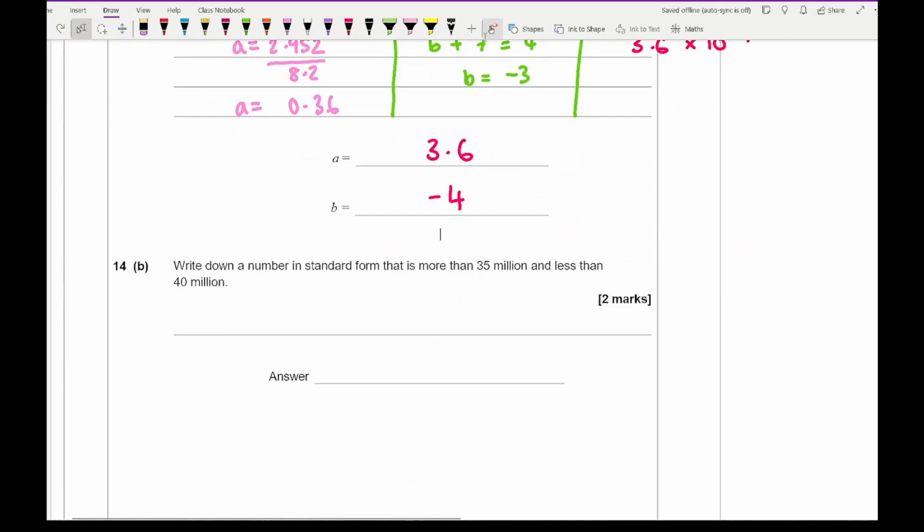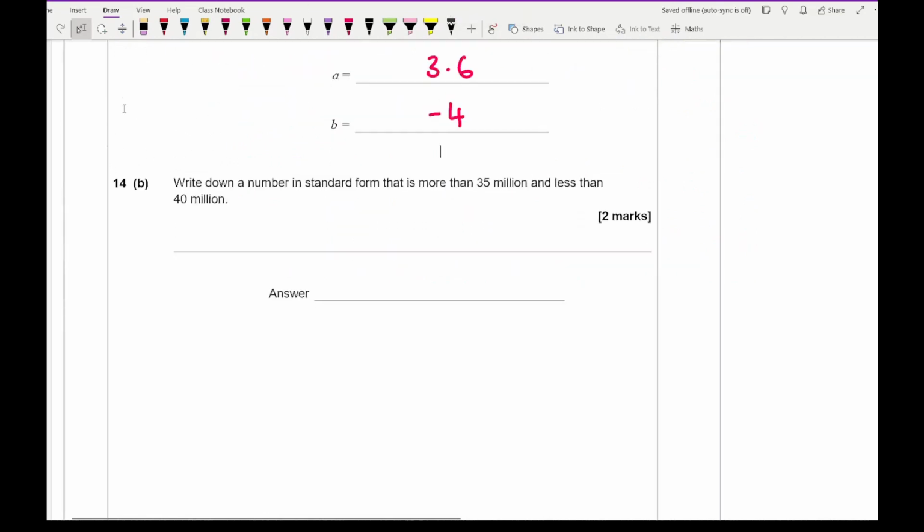Then moving on to question 14b, it says write down a number in standard form that is more than 35 million and less than 40 million. Now for this, what you want is a times 10 to the power of 7. Now a needs to be between 35 and 40. So, sorry, 3.5 and 4. So this can be any number.